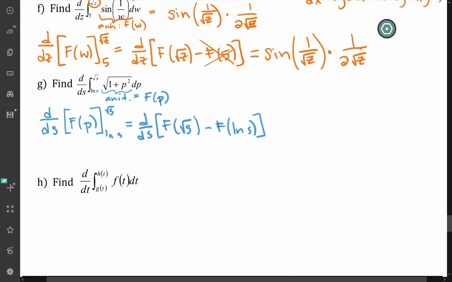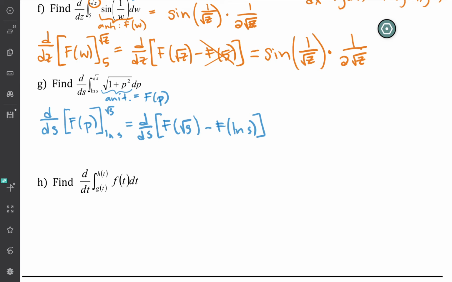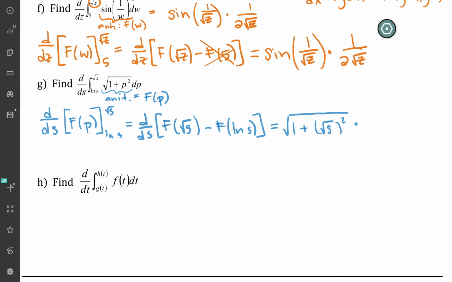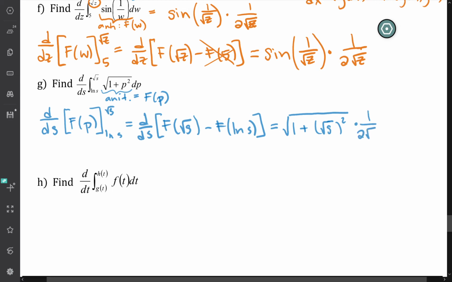So notice, because both of these have variables, we don't just get to cross one out and say, oh, well, that goes away. So for the square root of s, we take the derivative of big F, and we get back the square root of 1 plus p squared. But we're not plugging in p anymore. We're plugging in the square root of s. And then we do need a chain rule because that inner thing is not just a variable, it's a function. So we're going to multiply by the derivative of the inner function, over 2 root s. Okay.